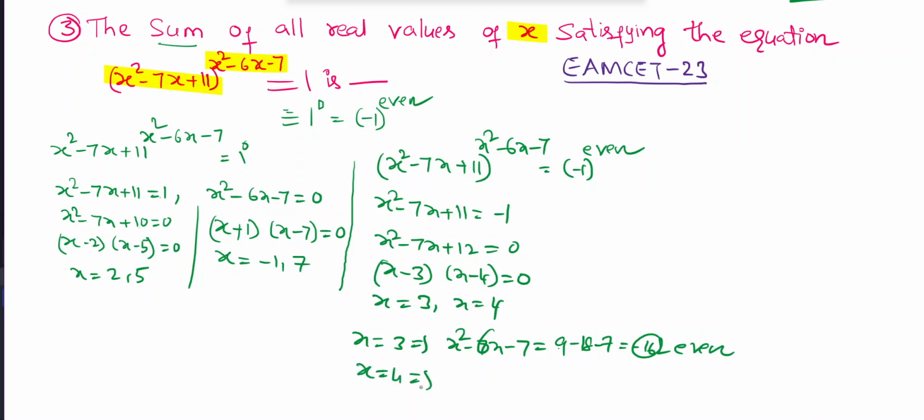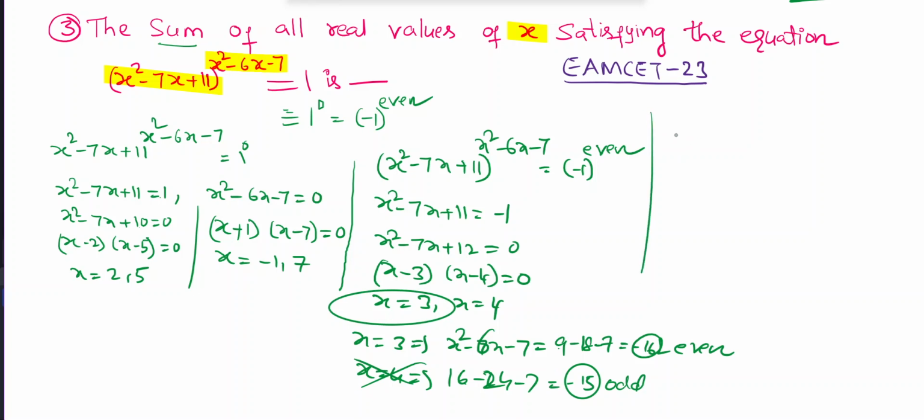Substituting x is equal to 4, that is 16 minus 6 4s are 24 minus 7. 16 minus 24 is minus 8, minus 7, this is minus 15. So this is an odd number. So eliminating this, x is equal to 4. So another x value is x is equal to 3.